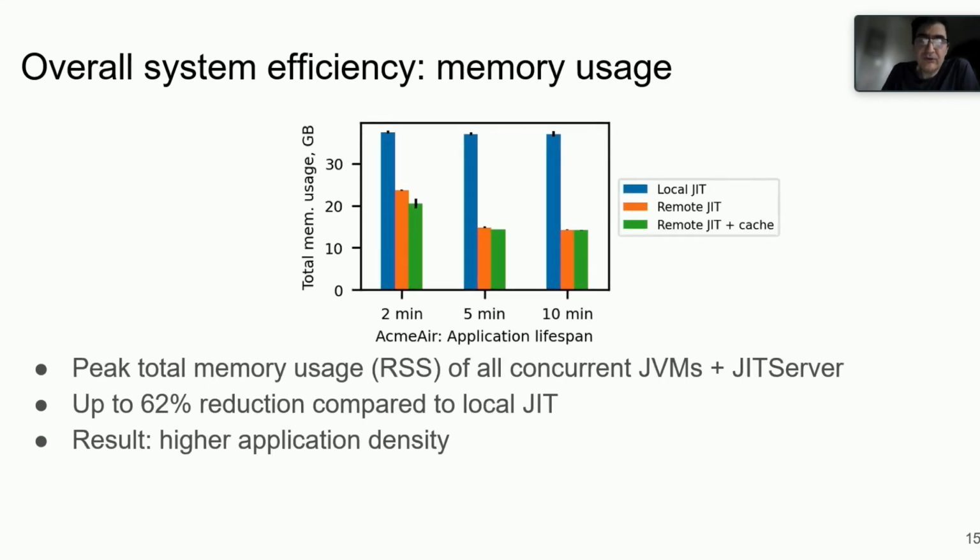How about the memory usage? So here we see good improvements from the remote JIT alone, and the addition of the cache doesn't provide much. So from the memory point of view, just the remote JIT is good enough. And why is this important for the end user? Well, as I said earlier, with smaller containers, you can increase the application density and therefore improve your costs in the cloud.